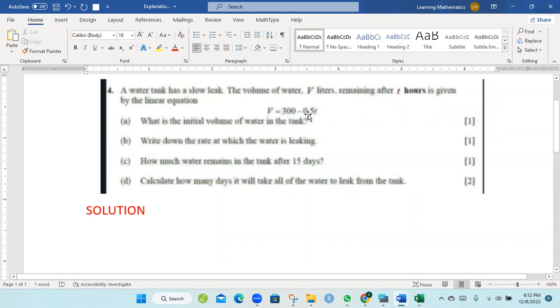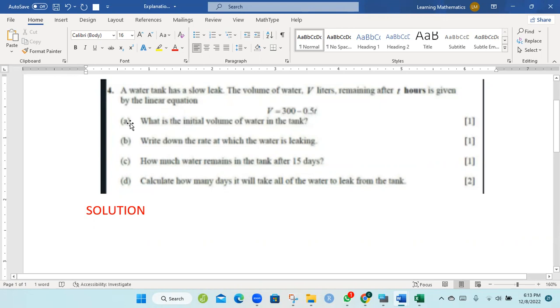And the negative 0.5 is every hour, the volume decreases by 0.5 liters. So that's what the negative 0.5 is. So the 300 is the y-intercept. It means that when T is equal to 0, the volume is 300. That's the initial volume. And then the negative 0.5 indicates that every hour, the volume decreases by half a liter.